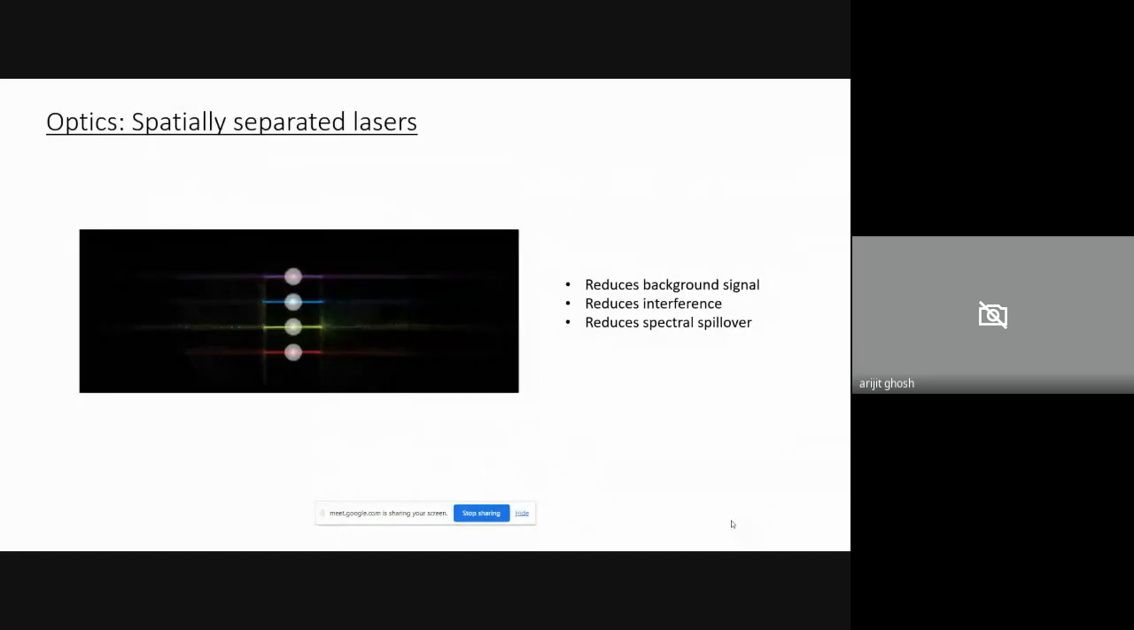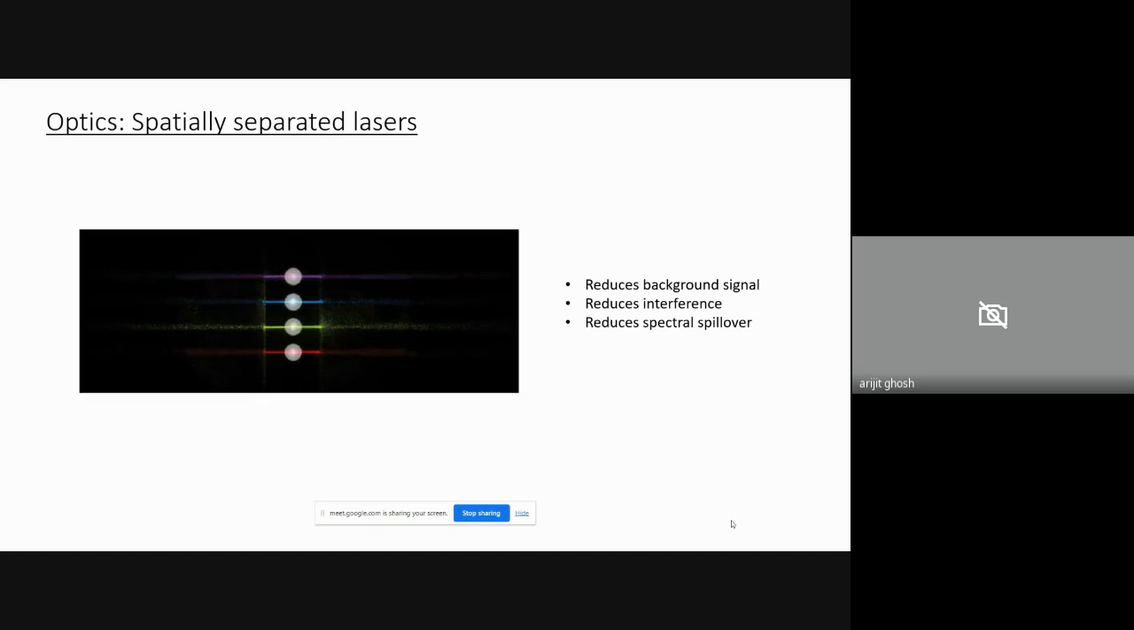Now, the lasers: there are two or three or more lasers in a flow cytometer, depending on the machine. So they are mainly placed in a separated manner. Why? Because if they get merged, they can increase the background signal, and also they can increase the interference, and also they can result in spectral spillover.